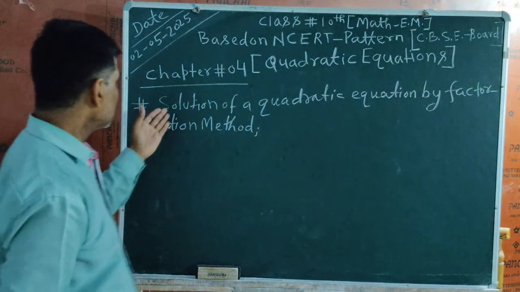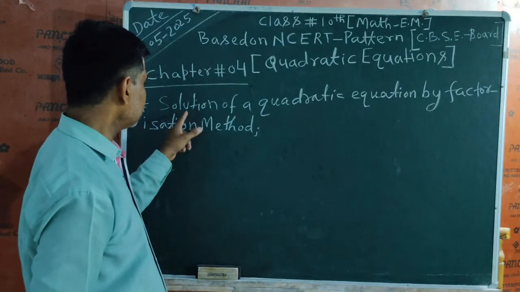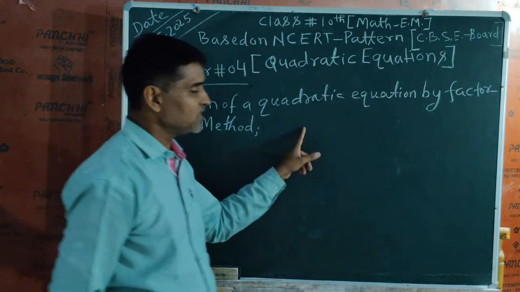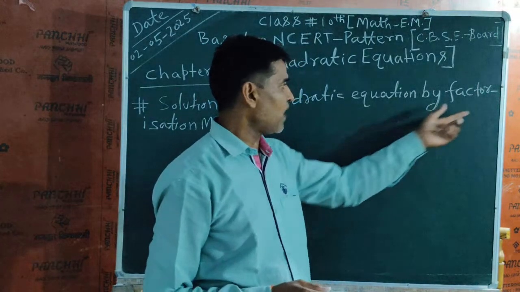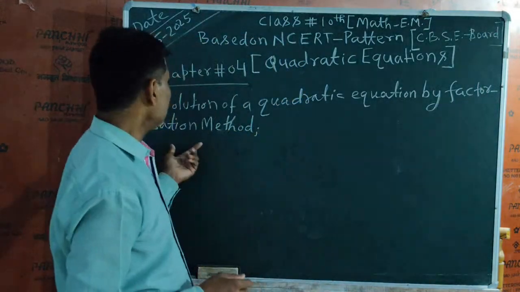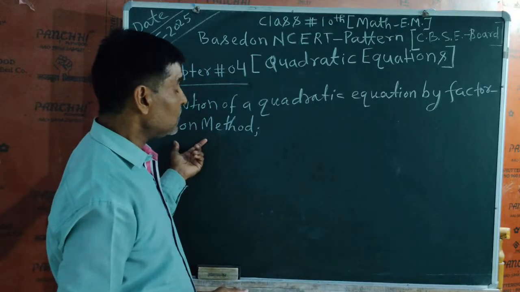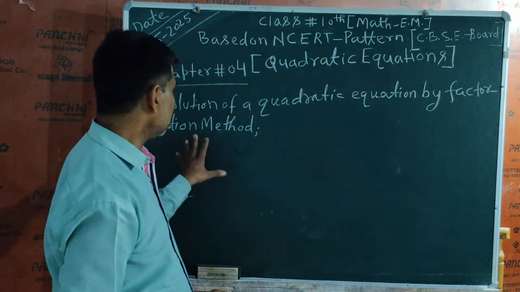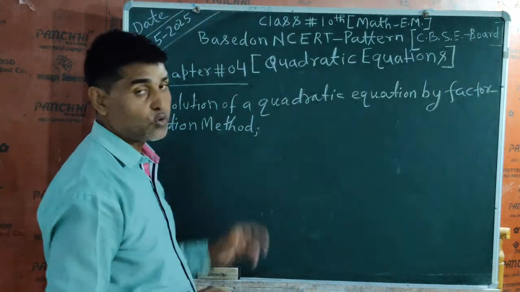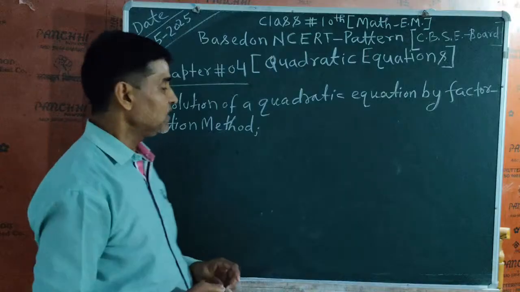Okay student, so here it is written that it is the solution of a quadratic equation. It means that one quadratic equation will be given, and we have to find the roots of that quadratic equation. Okay student, so those roots can be obtained with the help of the factorization method. Okay student, so it is very easy.